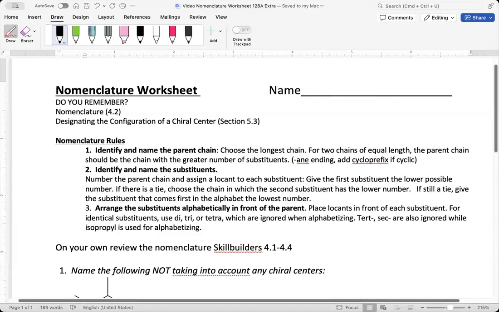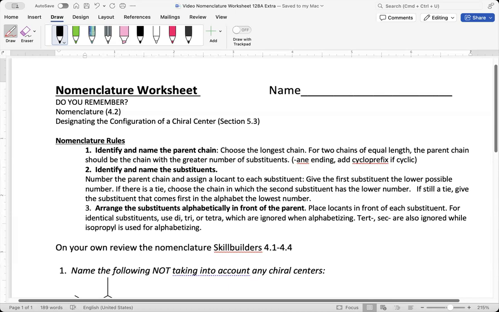So this is a video key to the nomenclature worksheet. The first thing we want to do with nomenclature is make sure that we go through the whole section in the book, Nomenclature 4.2. Also, we should make sure we review how to designate a chiral center, which is section 5.3.